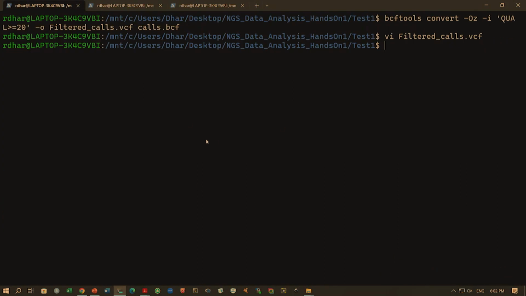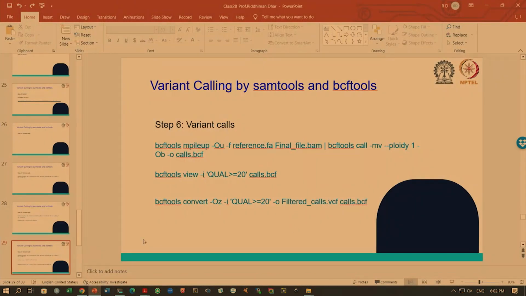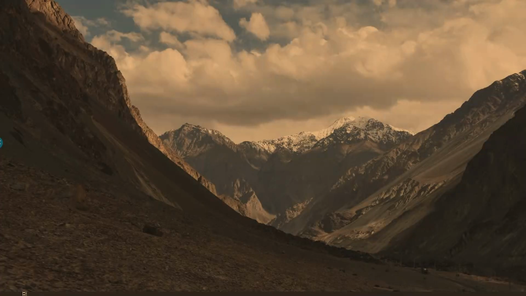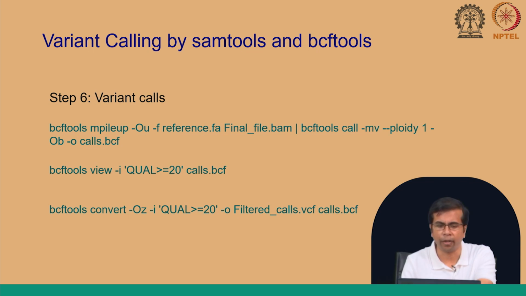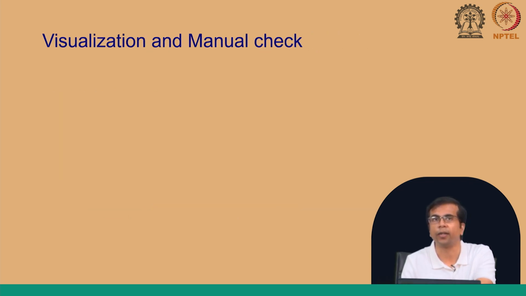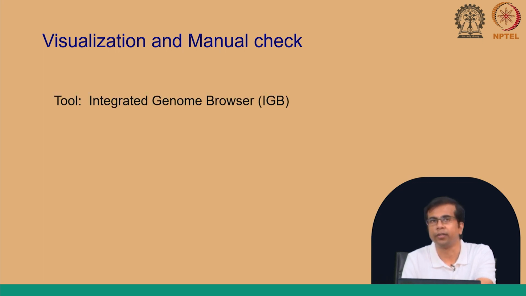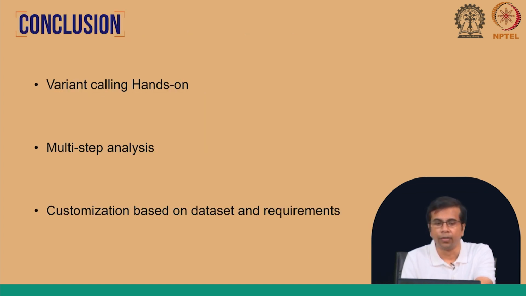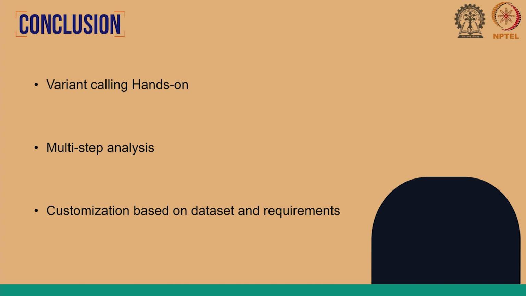So, once you have done this up to this step, the final one step that is remaining is the visualization step. So, we want to do something called a manual check where we want to identify these variants in the data and see whether these variants are actually there, and we will use this tool called integrated genome browser. So, that will be for the next class. So, we have learned how to do the variant calling ourselves, and we have seen this is a really multi-step analysis, and of course, within a very short period of time it is not possible to show all the steps, all the options that are available, and we can also customize these options based on data sets and requirements. Thank you.